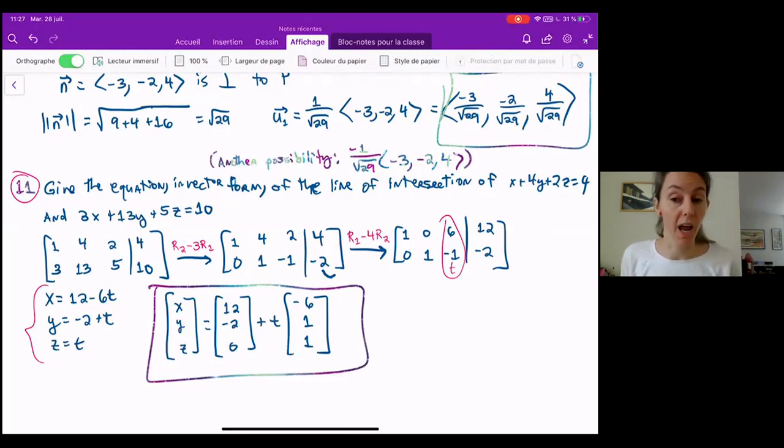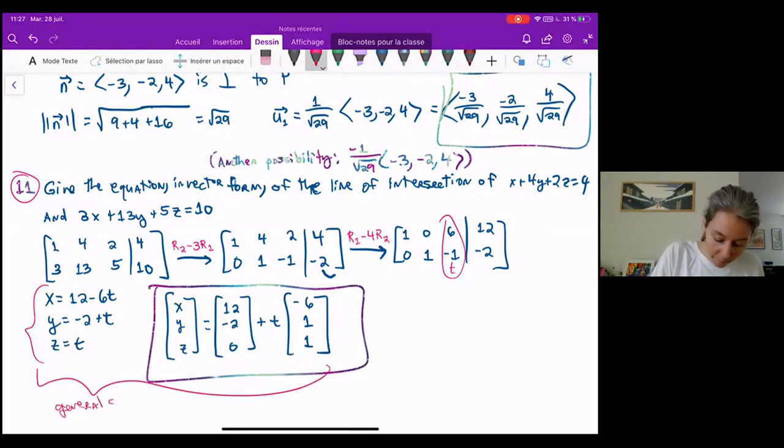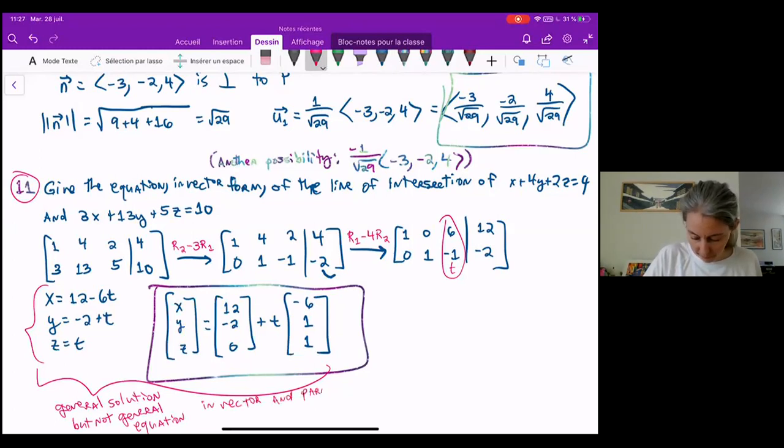The general solution, and this is a thing that I was talking about earlier, general solutions and general equations are not the same thing. So these right here, these are the general solution, but they are not general equations. These are the general solution in a vector and parametric form. So a general equation is a type of equation. A general solution is a solution that represents all of the possible answers. Does that answer your question?